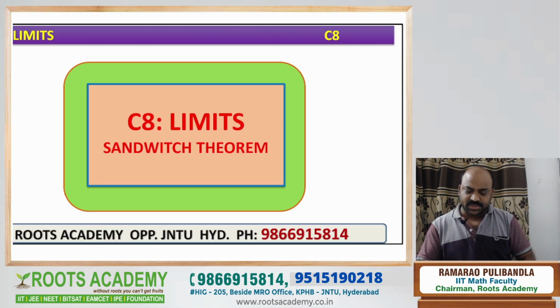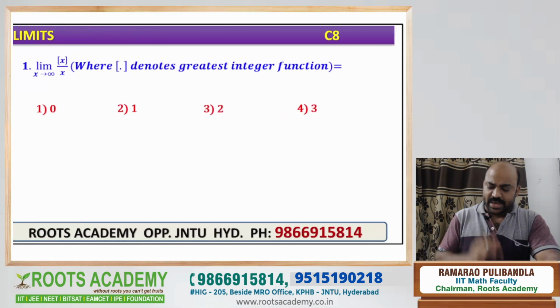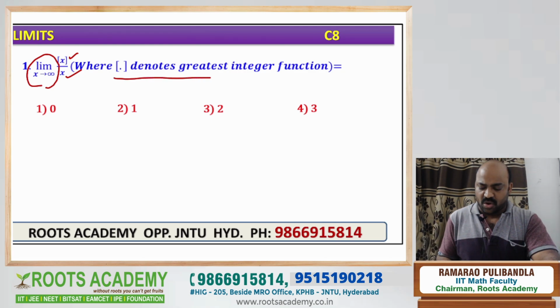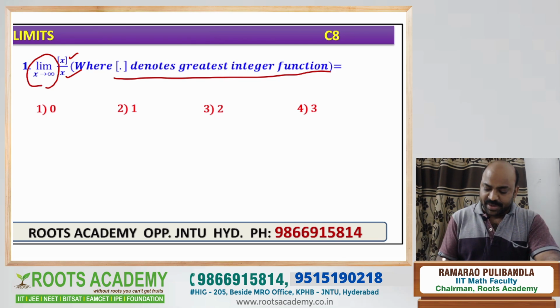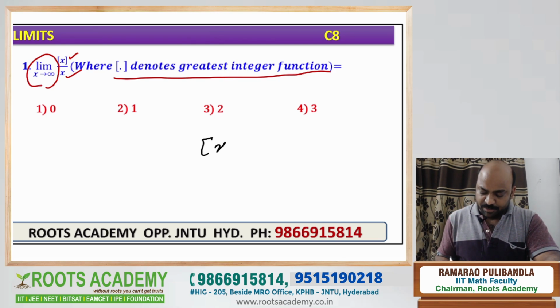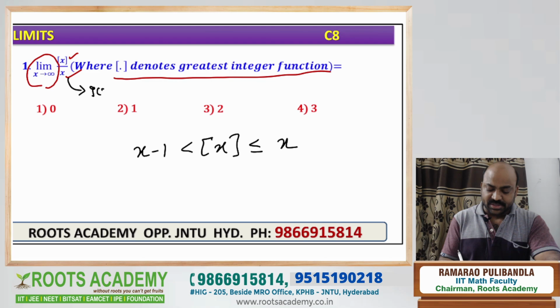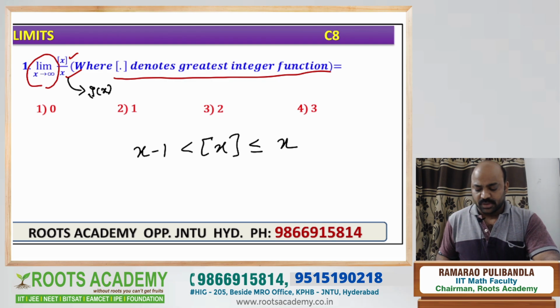Question number 1 is, look here. Limit x tends to infinity, step x by x. Here they denote the greatest integer function. So what is the meaning of step x? First of all, step x is always lying between x minus 1 and x. This is what we learned. But what is our function? This is our g of x. This g of x should lie between f of x and h of x.